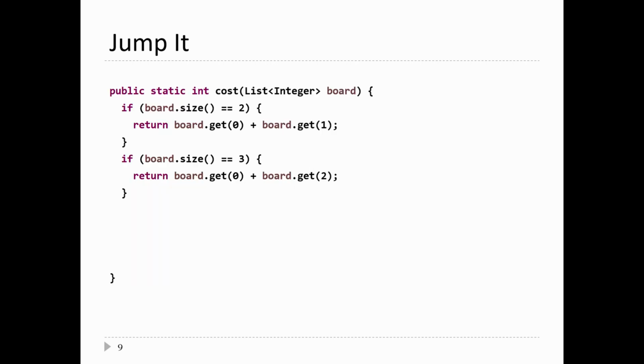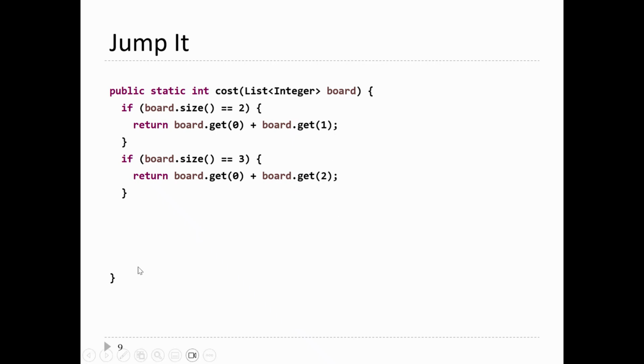And so now you just write down your base cases in your method. So I'm going to write the method called cost. It returns the cost of solving that board. So that's how our method's going to work. If the board size is 2, we know the total cost. It's just the sum of the elements in the board. If the board has size 3, we also know the total cost. It's the sum of the first square plus the cost of the last square.